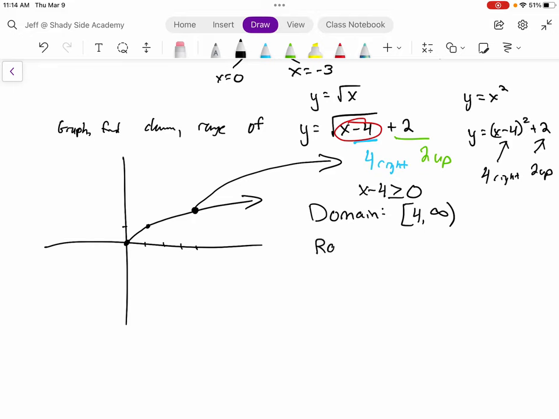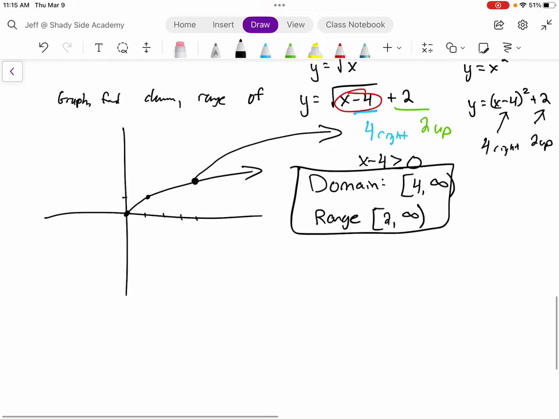And for my range, well, the smallest this thing can be is 0. So when we add the 2, the smallest it can be is 2. And just looking at the graph, we can clearly see that, right? That this thing goes up from 2. Right? So these guys would be my answers.